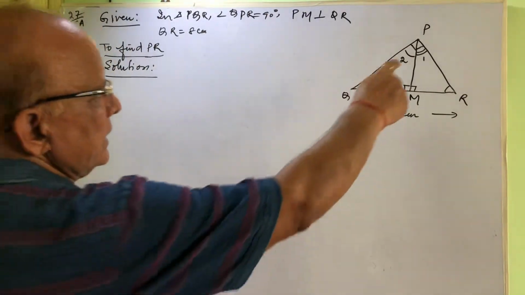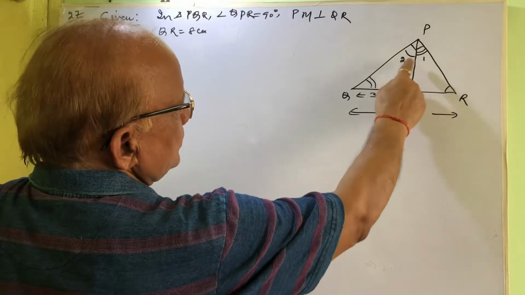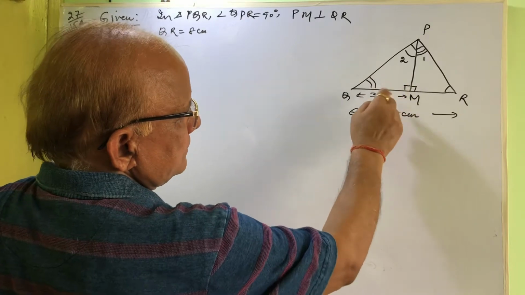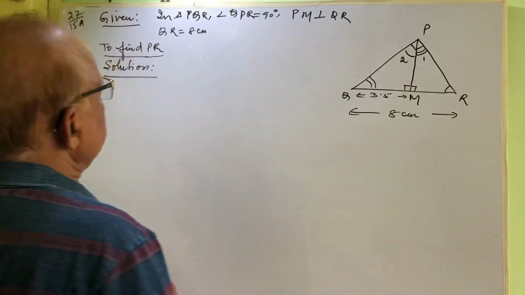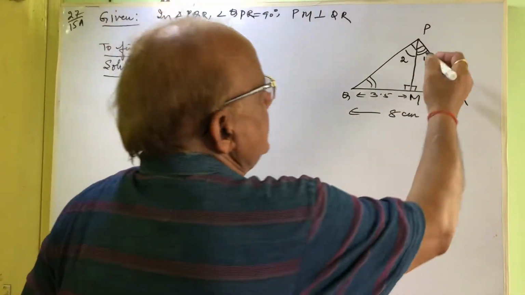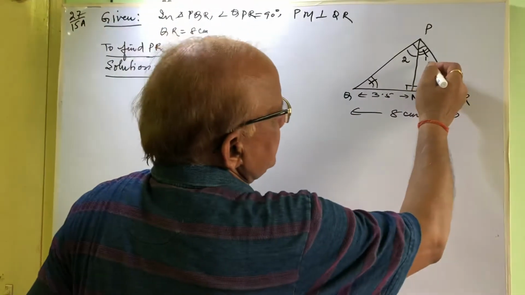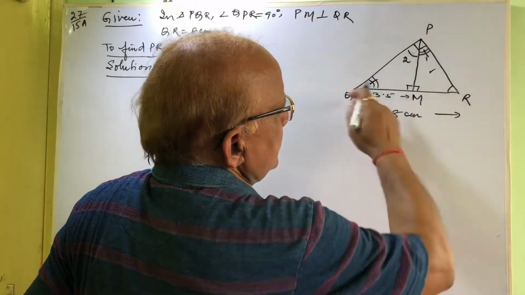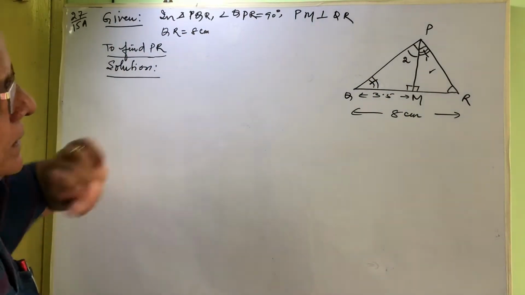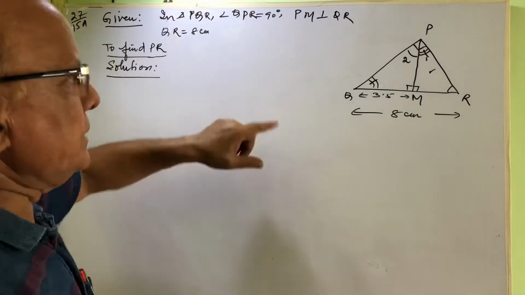Now you know that this is a right angle, therefore angle 1 plus angle 2 is 90 degree. In this smaller triangle, this is 90, therefore angle 2 plus angle Q is also 90 degree. It means angle 1 equals angle Q. Now we will take this smaller triangle and bigger triangle and find the ratio of corresponding sides. Here, in the solution, this is not a proof, you have to calculate.